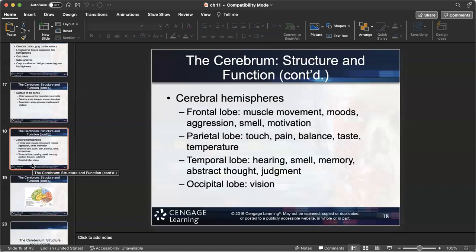Last but certainly not least, the occipital lobe is most posterior, and this is the lobe I've mentioned already. This is associated with our ability to interpret our field of vision, and so the word vision here is found right next to the occipital lobe.